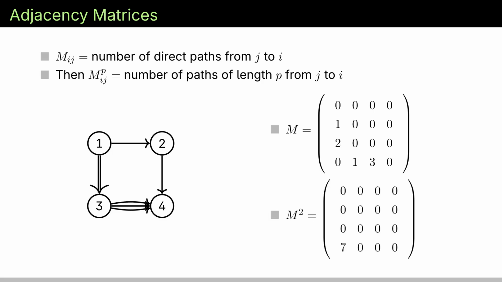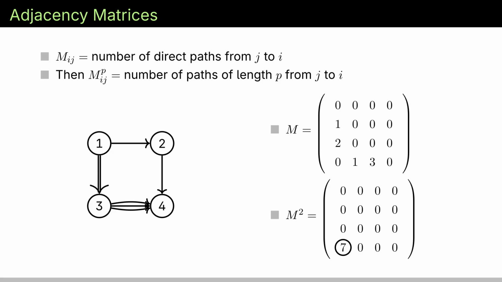Then the entries of M to the p tell us about the number of paths of length p between various vertices. In the simple example graph below, we represent the fact that there are two edges from vertex 1 to vertex 3 by putting a 2 in the 3/1 entry of the matrix M. Then M squared will tell us about the paths of length 2. Specifically, there's 7 of them, all from vertex 1 to vertex 4, which we represent as a 7 in the 4/1 entry of the matrix M squared.